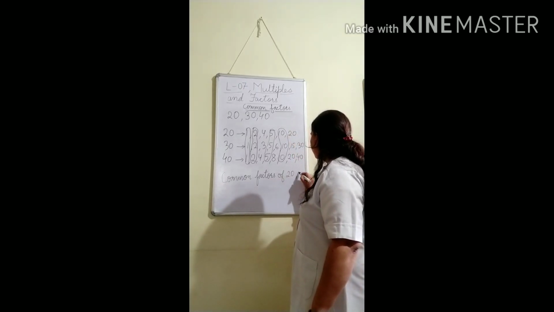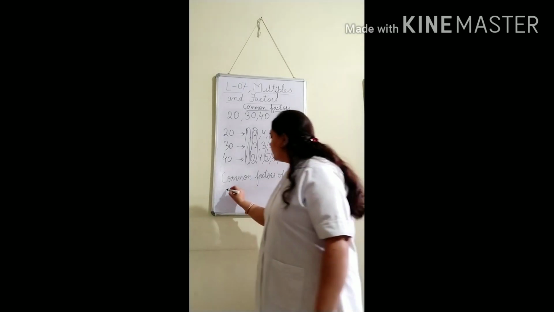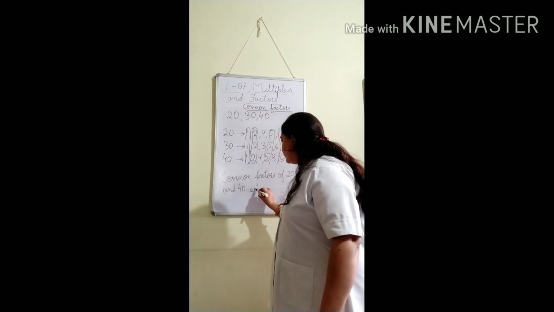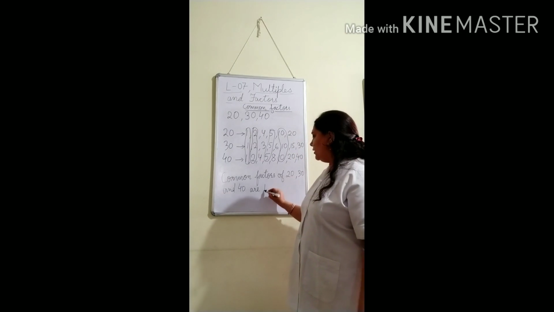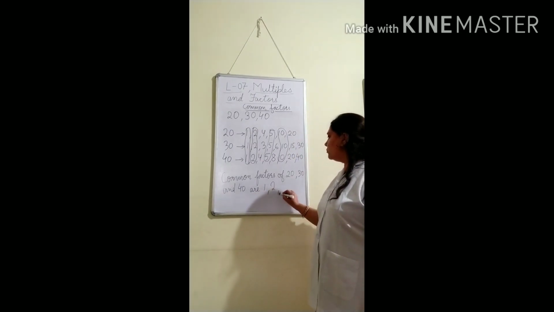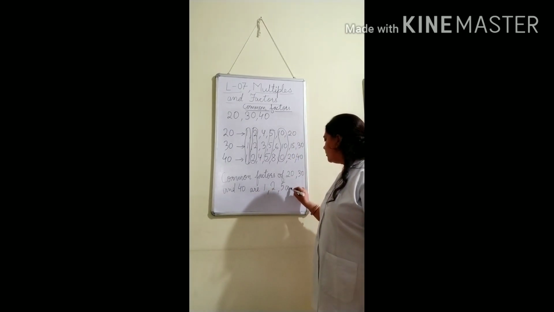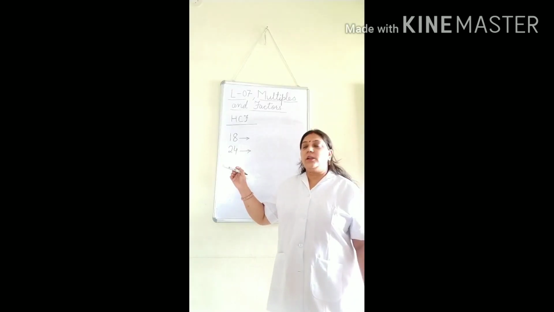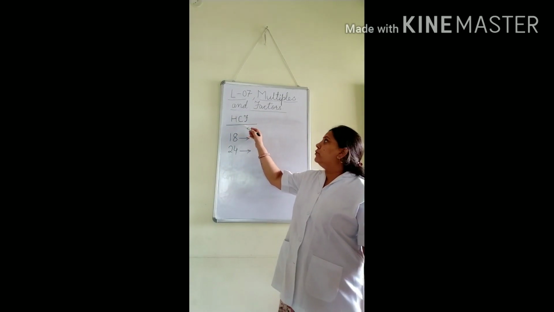20, 30 and 40 are 1, 2, 5 and 10. Let us study about HCF.